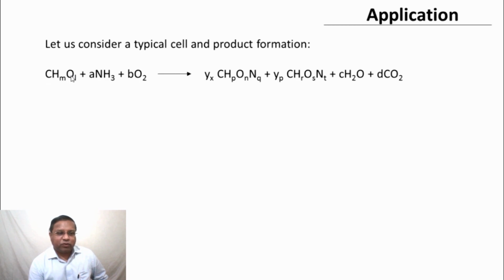So carbohydrate CHMOL plus A, this is a stoichiometric coefficient of NH3 plus B of O2, oxygen is of course required, gives you a certain Yx, which is the stoichiometric coefficient of cells. I think, yeah, this is the substrate, this is the cells, CHP, ON and NQ, and plus Yp, which is the stoichiometric coefficient of the product, CHR, OS and T, that's the product, plus water, C molecules of water, and D stoichiometric coefficient of CO2. So this stoichiometric equation represents the cell and the product formation in a reasonably general format. We will choose this as the equation for our analysis of a few things that we will do in this lecture.